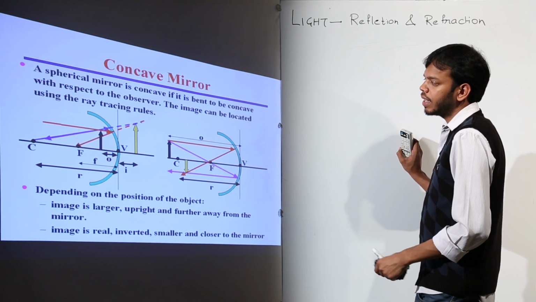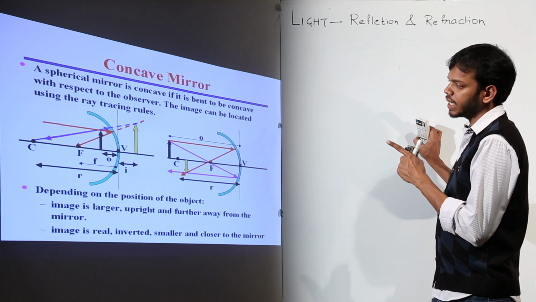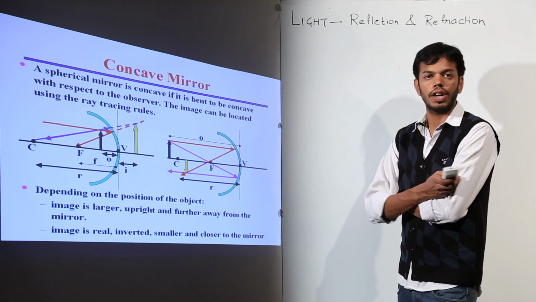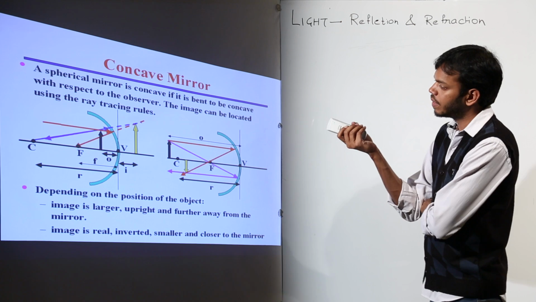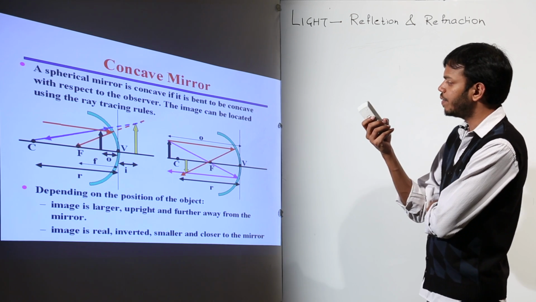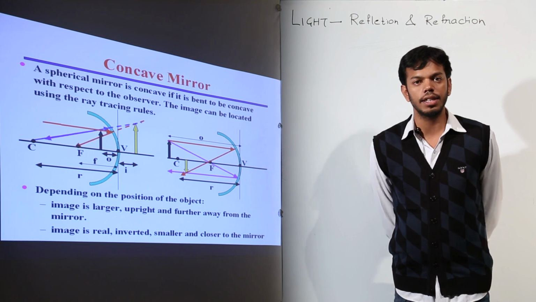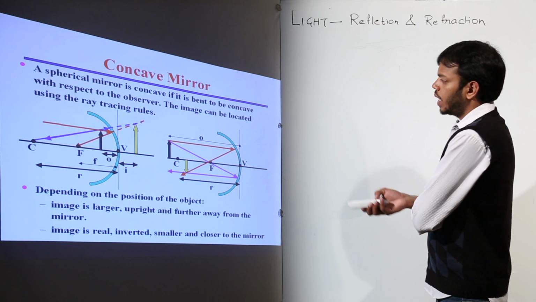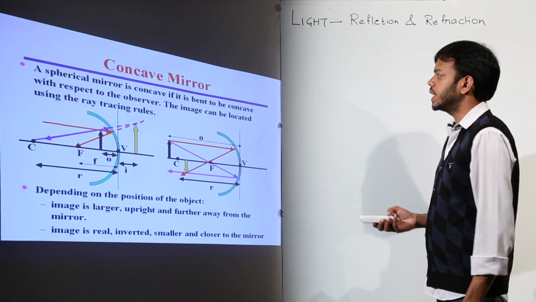The red one is the ray which is coming parallel to the principal axis, right? It is passing through the focus. The blue one passing through the center of curvature is reflecting back 180 degrees, and there must be another ray, which is passing through the pole. They haven't taken that ray, but we can take it. Now, the position of the image always depends on the position of the object where it is placed, right?